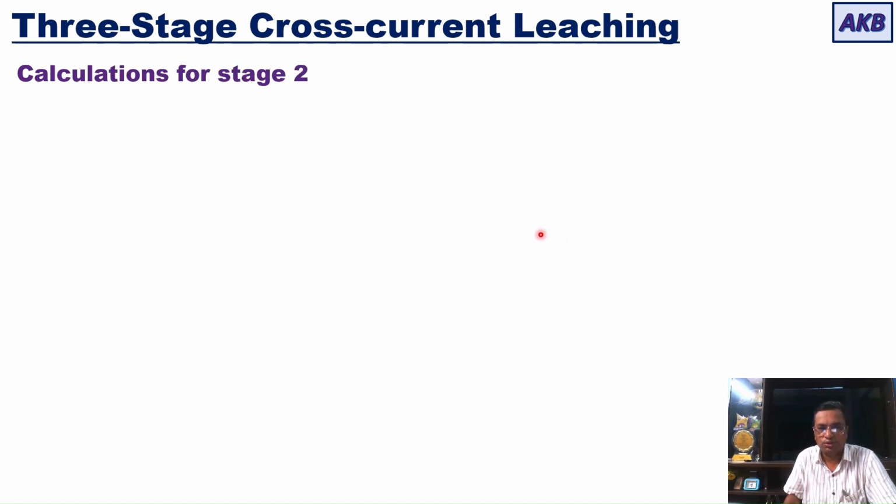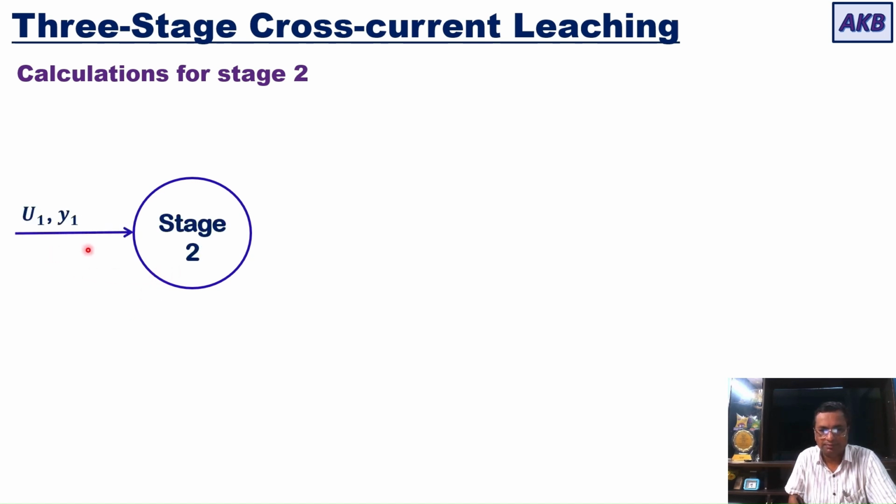Calculations for stage number 2. So first let me show you the stage. For stage number 2, feed would be the underflow that is coming from stage number 1. That is the underflow that comes from stage number 1. And in stage number 2, it is contacted with fresh solvent. It will produce an overflow and it will also produce an underflow.